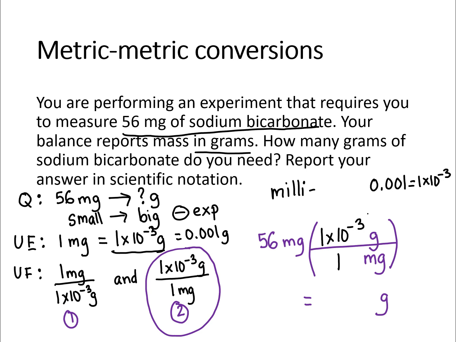Yep. So your calculator is going to tell you 0.056. But remember, in our question, it says report your answer in scientific notation. So this is your calculator answer. But what's our actual answer going to be? We have to write it in scientific notation.